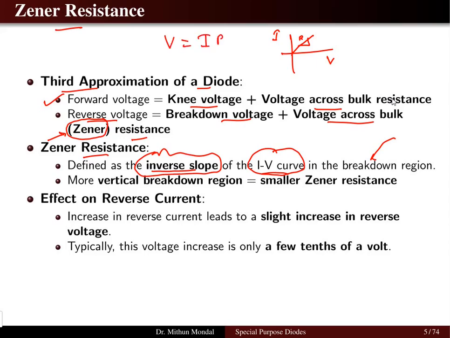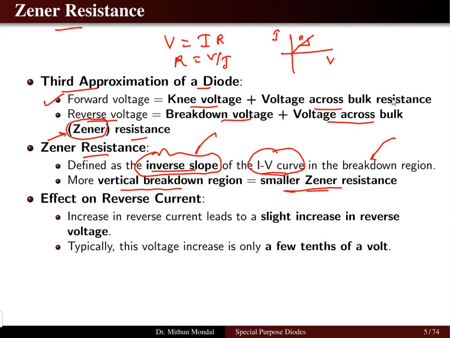So we have V equal to I into R, so we get R is equal to V by I. Here the curve is drawn between the current and the voltage, so the inverse slope we take for the IV characteristic. So when we get a more vertical breakdown region, it will be an indicator that a smaller Zener resistance is there.